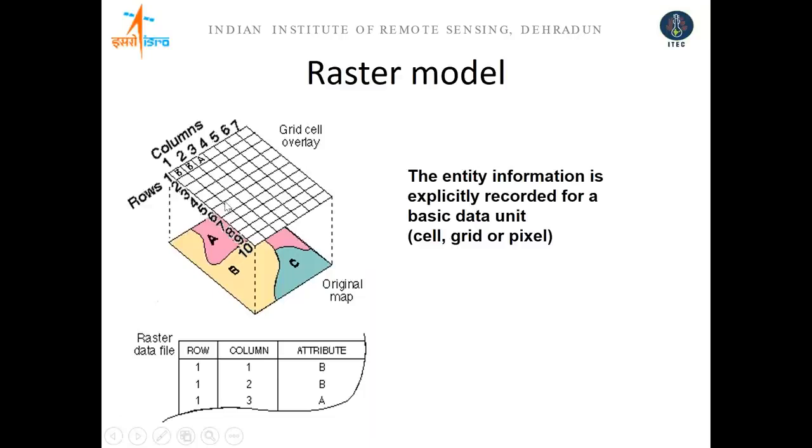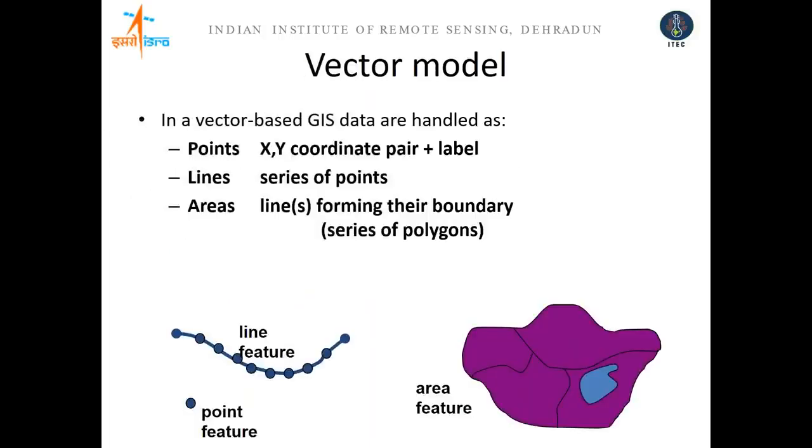These are always represented in rows and columns, so you can see first row, first column, like this. Basically, you are storing the data in the form of a cell, grid, or pixel. But the vector model talks about object-based phenomena, where you are storing a point, line, or polygon where the value is the same. If I talk about a polygon, any value within this polygon will be the same. So this caters to object-based phenomena.